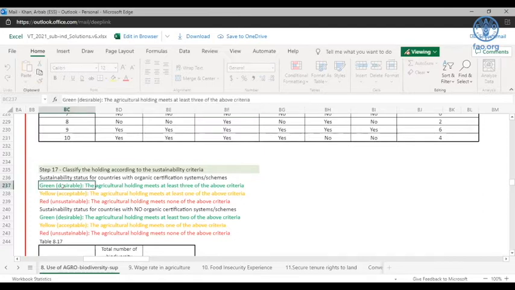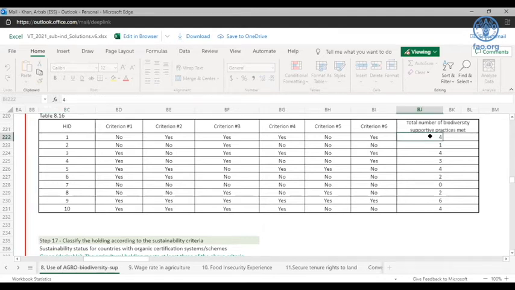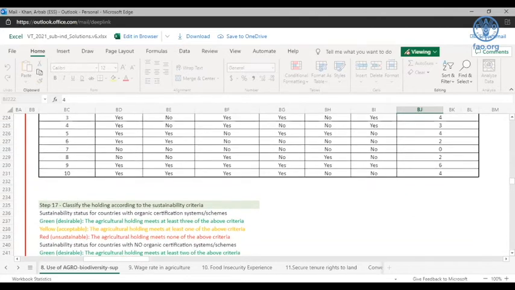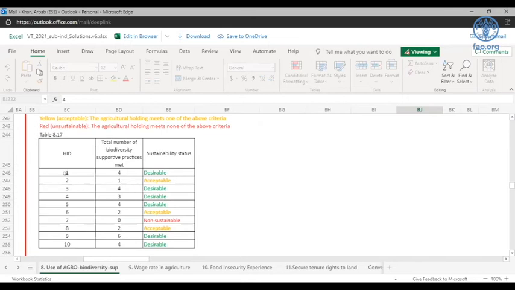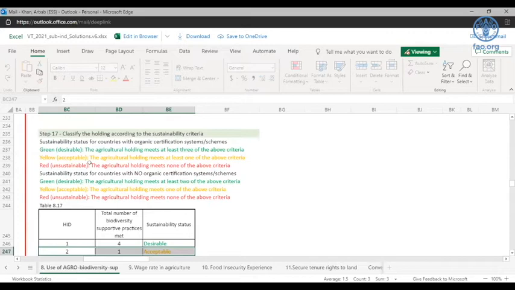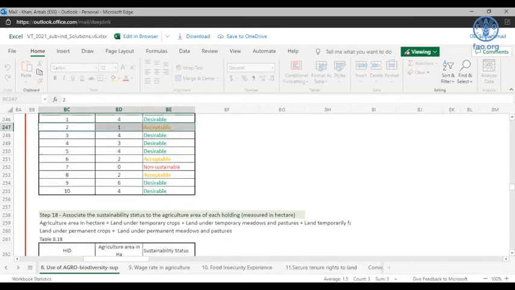For green, as I was mentioning yesterday, the agriculture holding should meet at least 3 of the above criteria. Taking into account this logic, holding 1 will be considered desirable, because it's qualifying 4 out of the 6, and so on. It's a simple logic that we are using. Holding 1 is desirable, holding 2 is acceptable, because the logic we are proposing to qualify it as yellow is that the agriculture holding meets at least 1 of the above criteria, and hence it's acceptable.